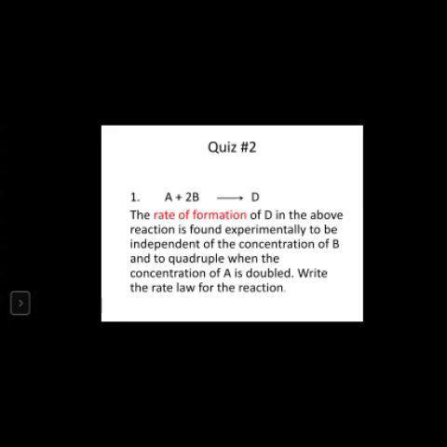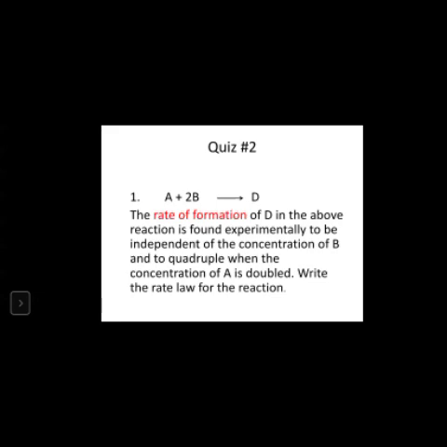A is reacting with 2B. In front of A is 1. In front of B is 2. That 2 does not stand for the order with respect to B. The 1 in front of A does not stand for the order with respect to A. You need to determine the order with respect to A and the order with respect to B, unless the reaction is an elementary process. So how do you do this?